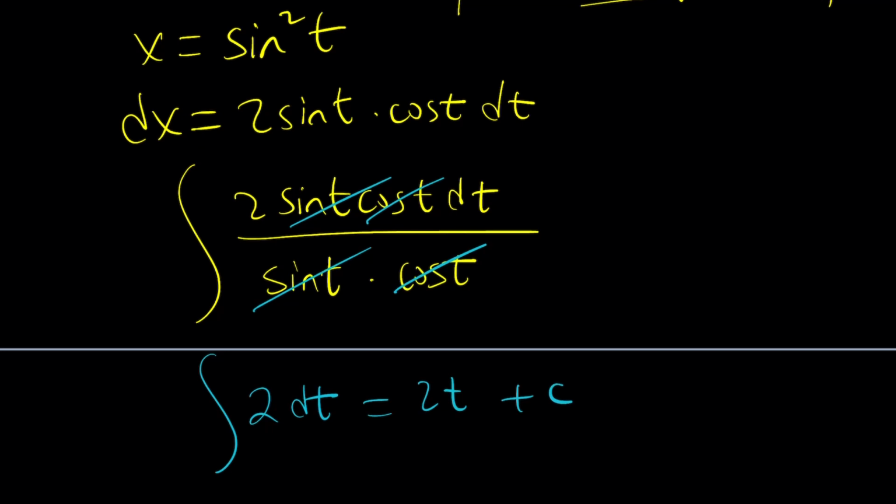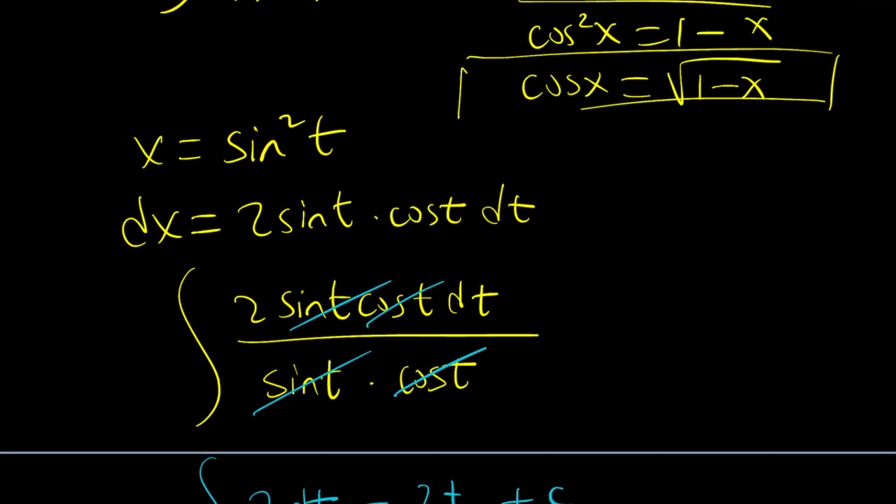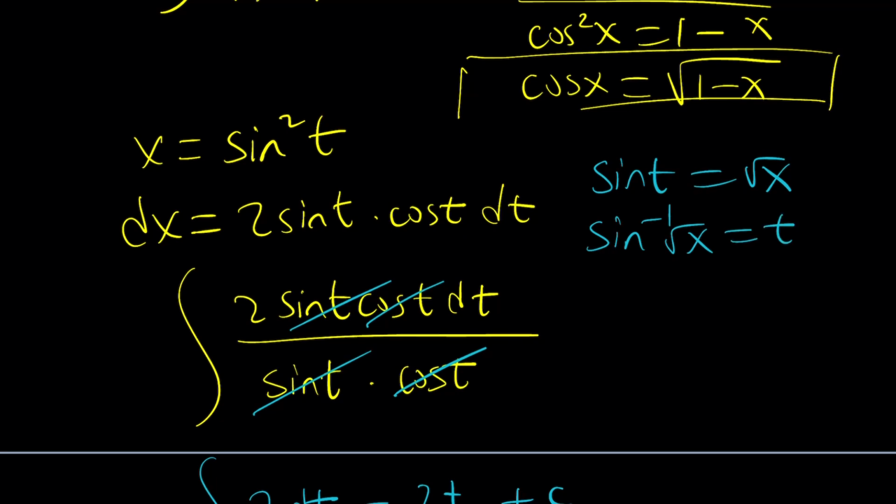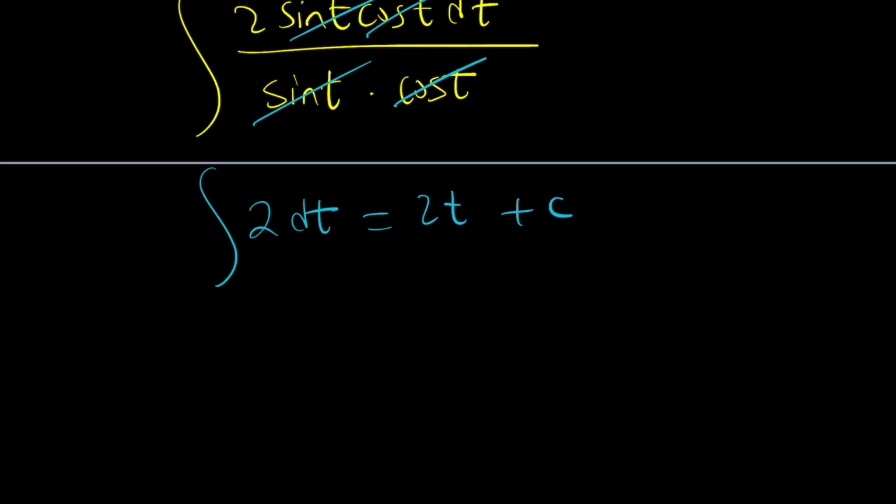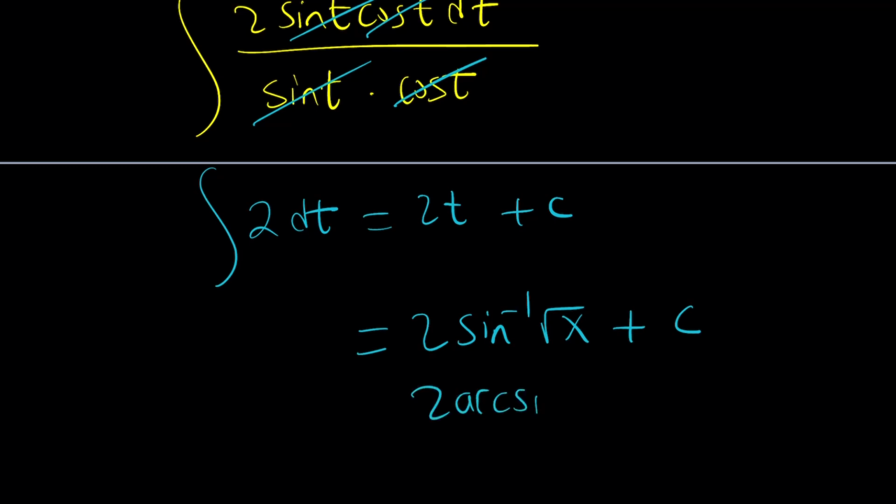But what is t? We never talked about t, right? Easy. If x is equal to sine squared t, or if sine t is equal to square root of x, you can use the inverse sine, right? Sine inverse of square root of x equals t. So that's what you need to replace t with. And now our integral is just going to be 2 times sine inverse of square root of x plus a c. And of course, some people are going to write this as 2 arc sine square root of x plus c. Exact same thing. It's just a different notation.